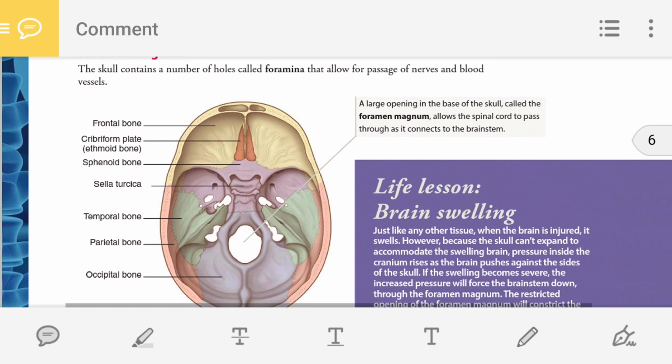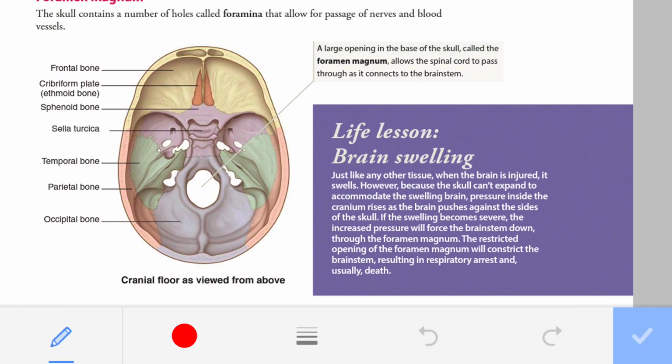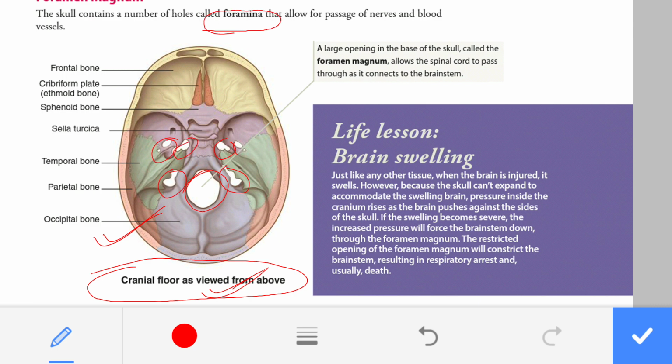Now here, as you can see, the cranial floor is shown, viewed from above. So this is the floor of the cranium and we are viewing it from above. Now here you can see that in the skull there are many holes present, and these holes are known as the foramina.